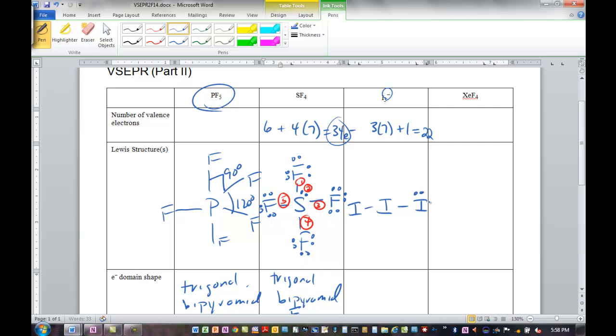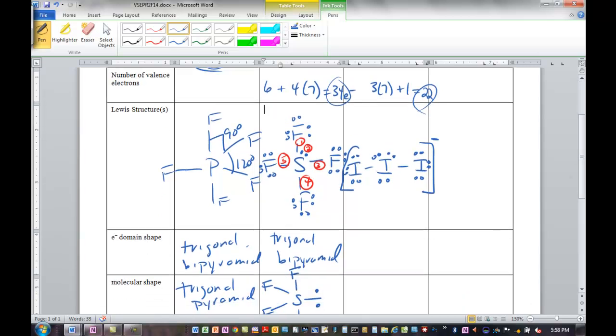Complete the octets on the outer ones first. That's only 16 electrons. We have 22. Complete the octet on the central iodine. That's 20. We have 22. If we have extra electrons, where do they go? They go as a lone pair on the central atom. That's why I left myself some space there. Now, we should assign formal charges at this point because we have a negative charge to show that, but we'll just put square brackets and put our negative charge there. Not worry about assigning formal charges right now.